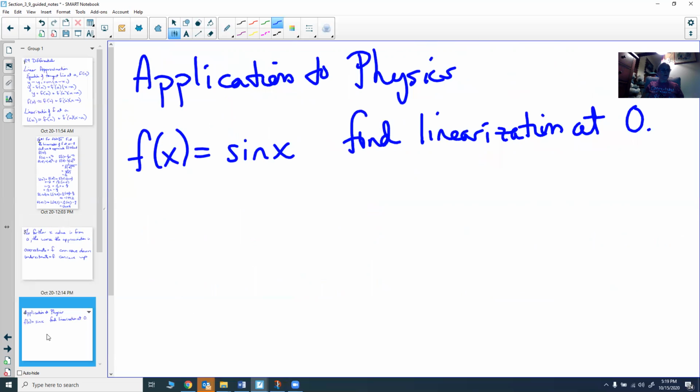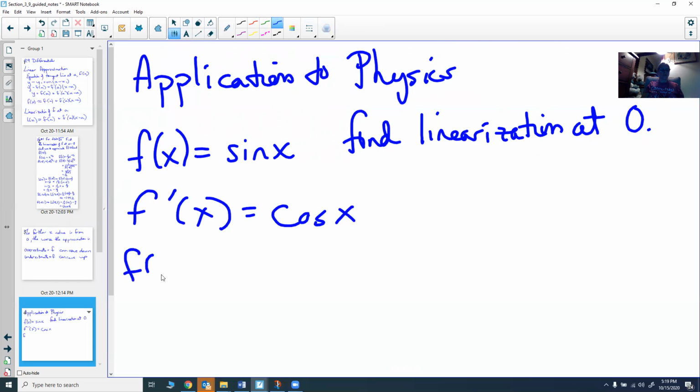There are some places where we use these approximations. We actually have an application in physics that uses this a lot. We have a function, let's say f of x equals sine of x. I'd like to find the linearization at 0. So again, first thing I have to do is find f prime. So let's find f prime of x. And the derivative of sine is cosine.